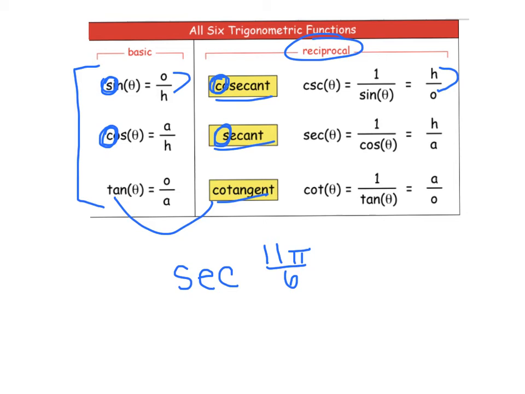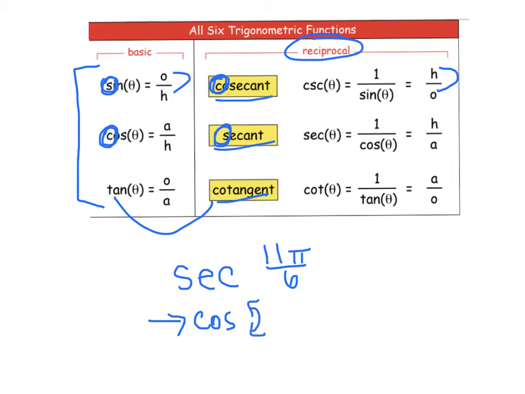Okay, so first of all, we've got to think, okay, this is the reciprocal of cosine. I mean, this is how you do this all from scratch. Ultimately, you really want to memorize these. But if you don't have it memorized, this is what you want to do. You want to say, okay, whatever I get for cosine, I'm going to switch it.